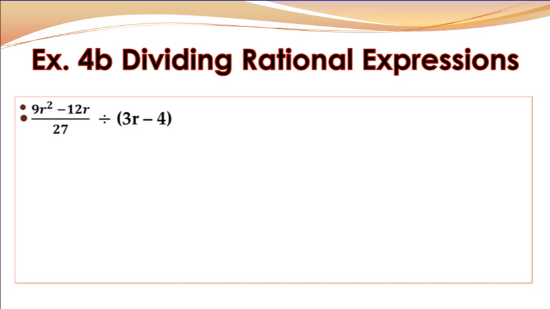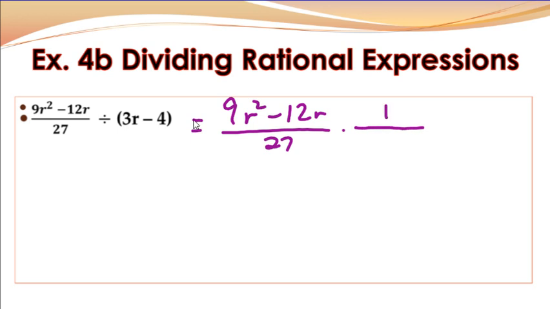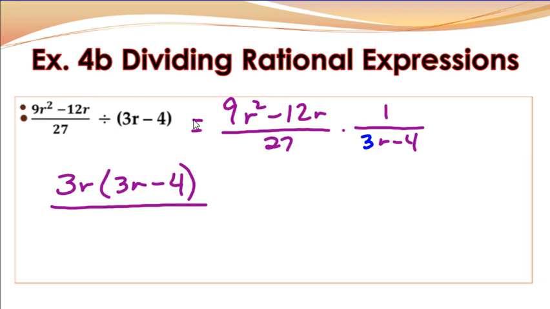Next one, let's rewrite this one. So we have 9r squared minus 12r divided by 27. Flip the other one and multiply. So this would be 1 over 3r minus 4. So from that point, I'm just going to factor. I can take a 3r out in the numerator. That leaves me with 3r minus 4 all over. I can factor out a 3. That leaves me with 9 left over times 1 over 3r minus 4.